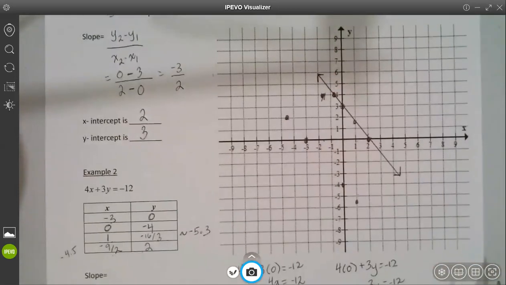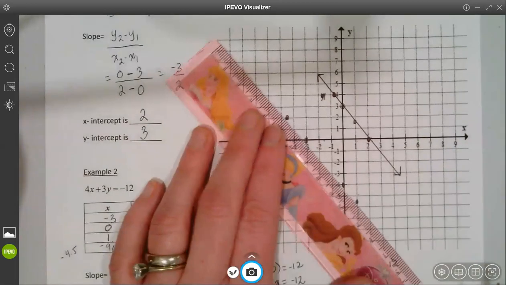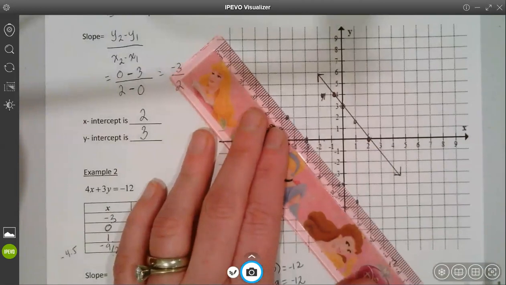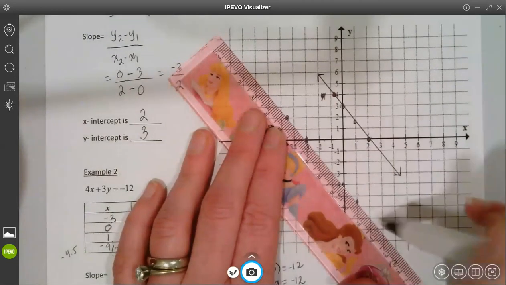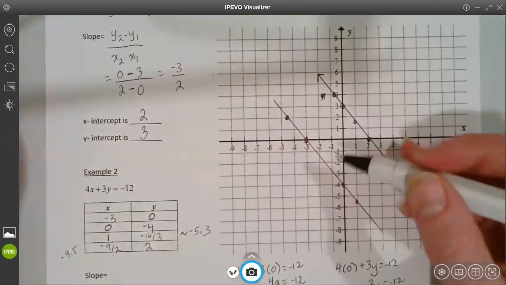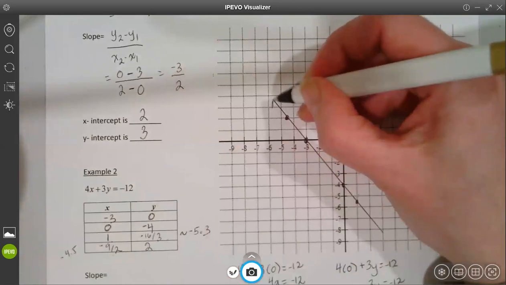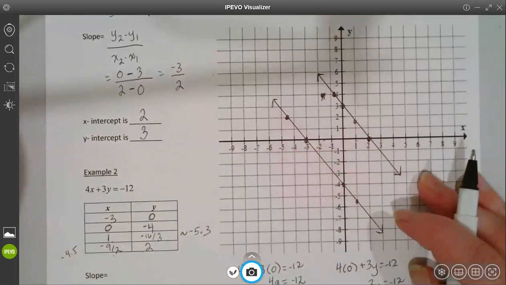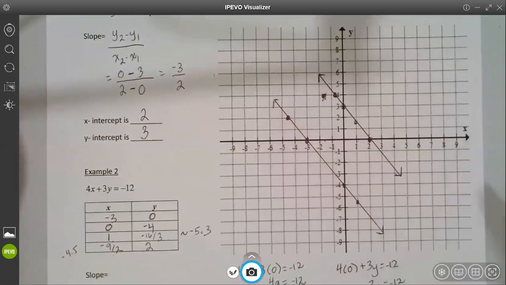Okay, so now I've graphed my ordered pairs. I'm going to get out my ruler. This is looking good. Everything seems to be lining up. You definitely need to use a ruler here. We're going to connect those points, and then we add arrows on the end of the line because this line continues in both directions, and so that's what the arrows are indicating. And now we're going to do the analysis of the slope.